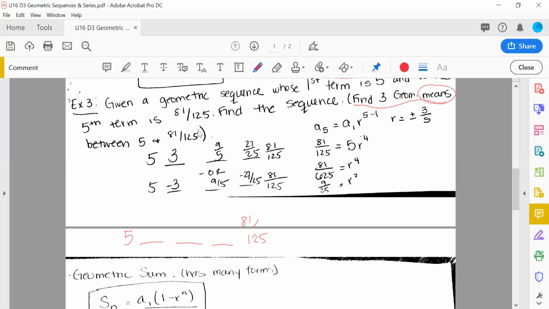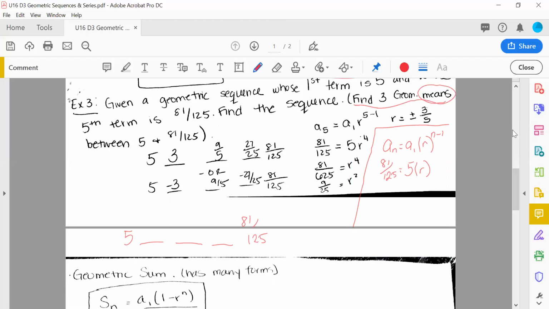And so I know Mrs. Middleton showed all her work right there, but let me show it once again. I'm going to write the geometric formula: a sub n equals a sub 1 times r raised to the n minus 1 power. So a sub n is the last term, that's the 81 over 125. a sub 1 is the first term, that's the 5, times r. That's what you don't know.